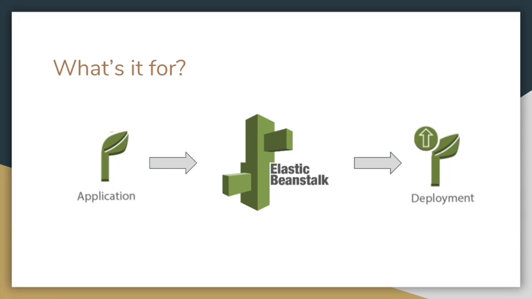So what is Elastic Beanstalk for? As described in that video, Elastic Beanstalk simply is Amazon's solution to automate the deployment process of web applications. You can think of Beanstalk as a platform as a service with all the underlying infrastructure that you need to publish your content.